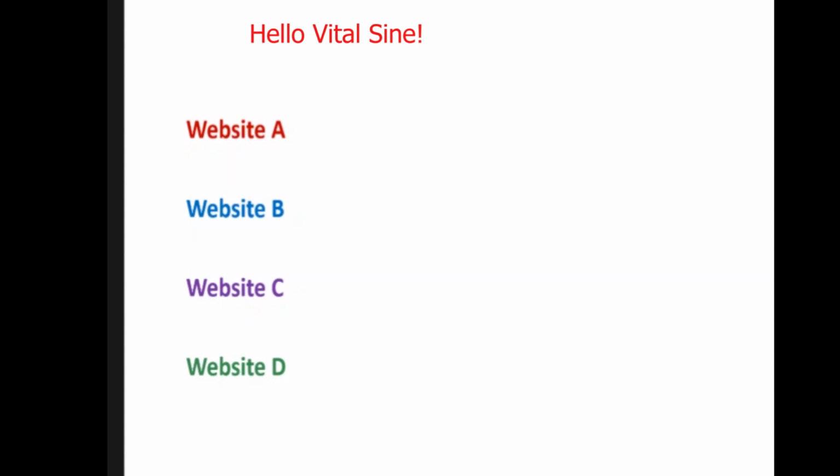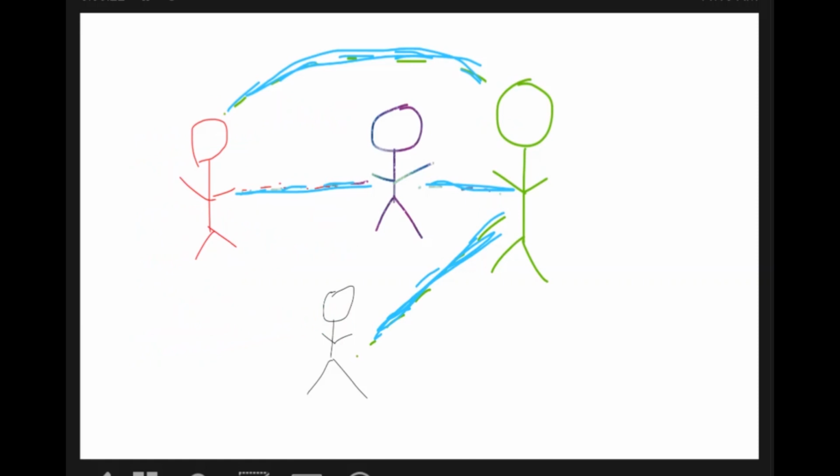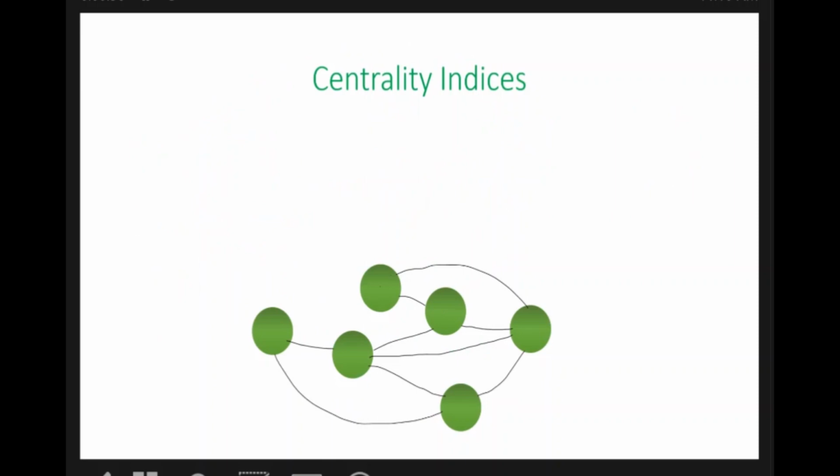Hello, Vital Sign. Have you ever wondered how web pages are ranked, or if we can discover who is a leader of a group of people given only their relationships between each other? The answers to these questions can be found using centrality indices, a concept from graph theory and network analysis. A centrality index attempts to quantify the importance of individual nodes in a graph.